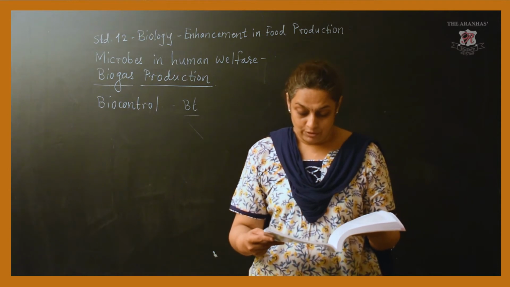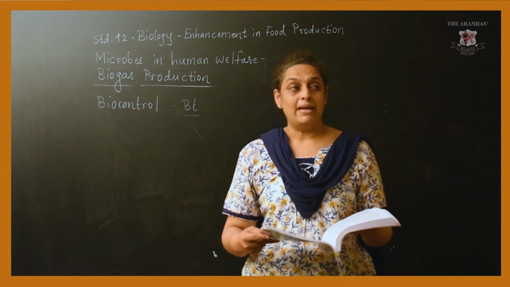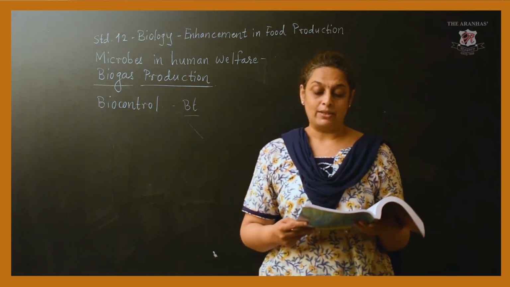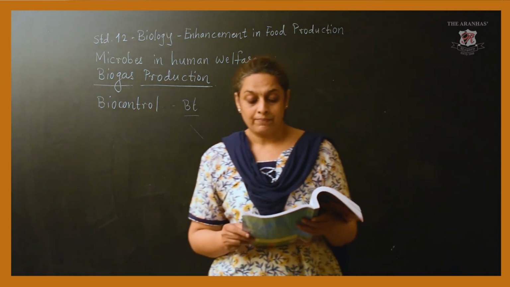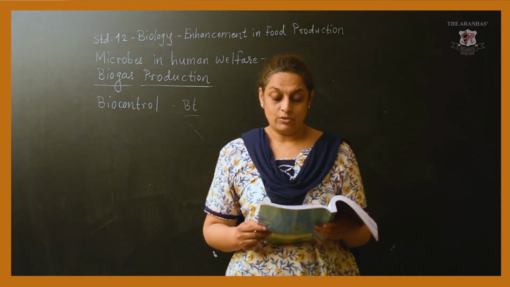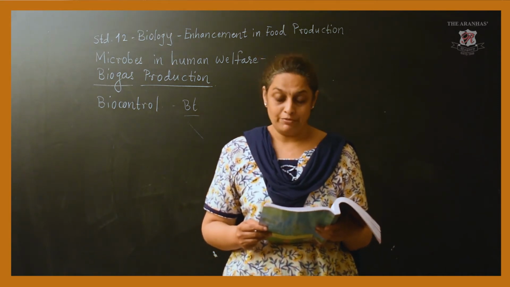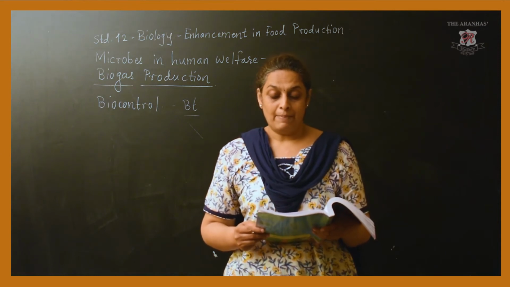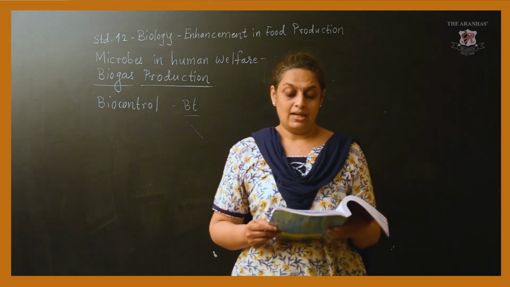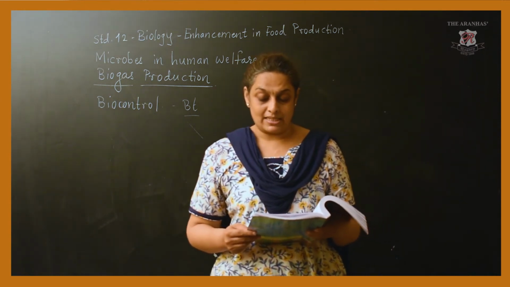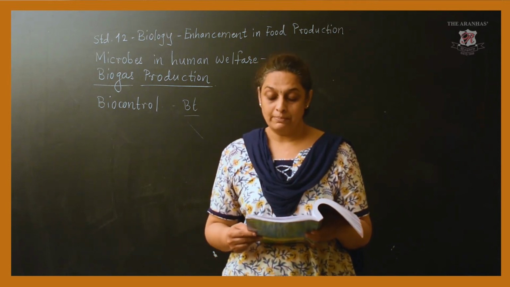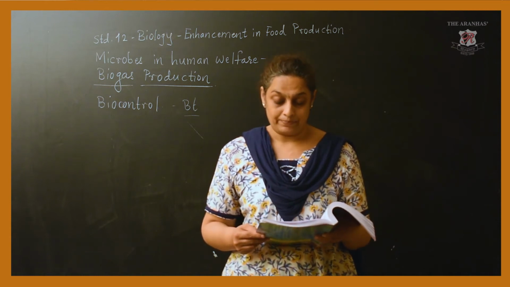Then if you see textbook page number 265, there are names of pathogens and their hosts. So I'll read out these names. So again, this table is going to be important for your exam point of view. Bacillus thuringiensis, Bacillus papilli, and Bacillus lentimorbus are effective against caterpillars, cabbage worm, adult beetles, etc.